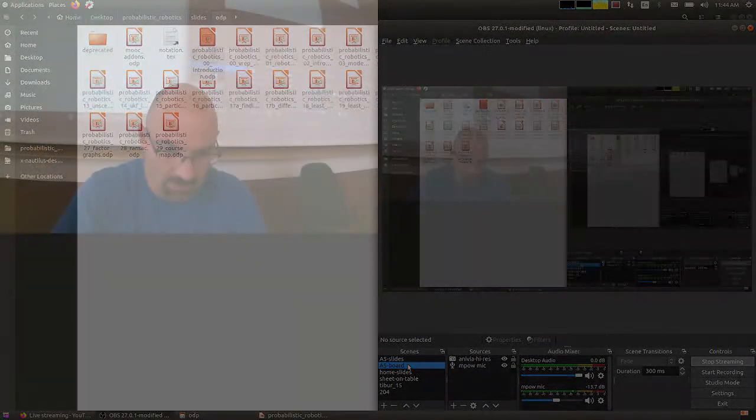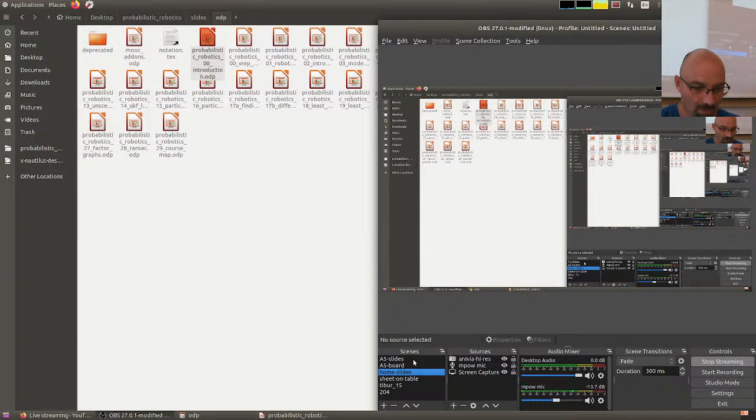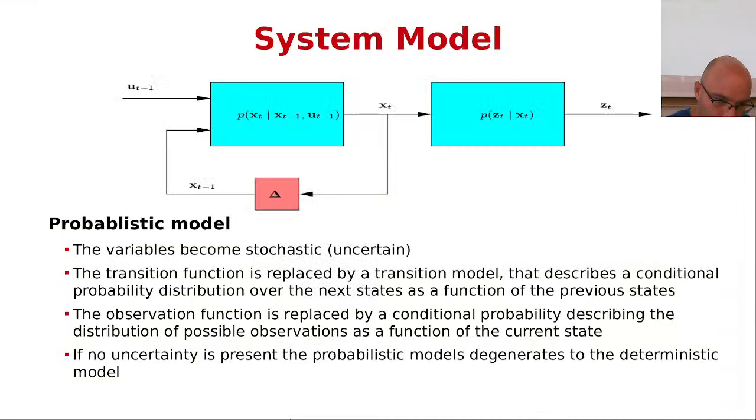Understood? What happens if I change the control? Well, the next state distribution will be shifted in another way. But this is the next state distribution, a distribution over the possible states, controlled by the previous state and the previous control. Understood? So it's a machine where you insert two deterministic values and it produces an output distribution. What changes is the shape of the state distribution, depending on the position.